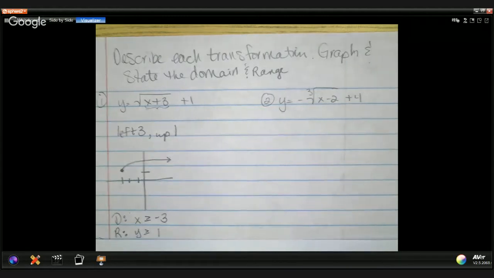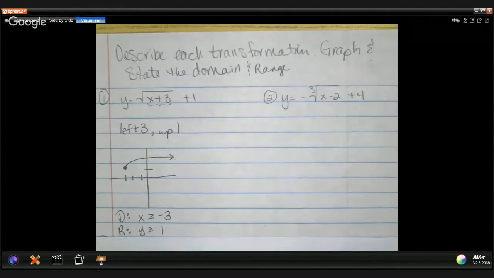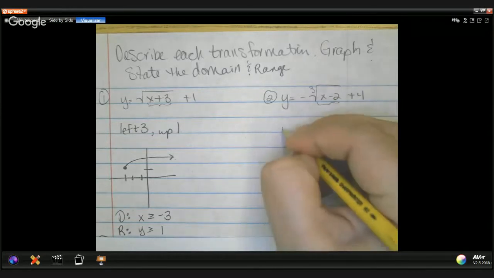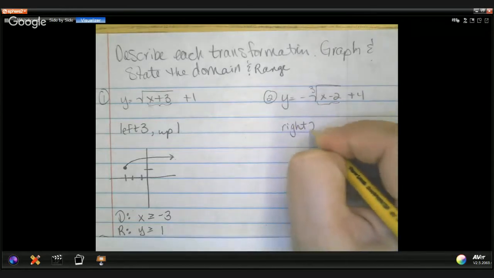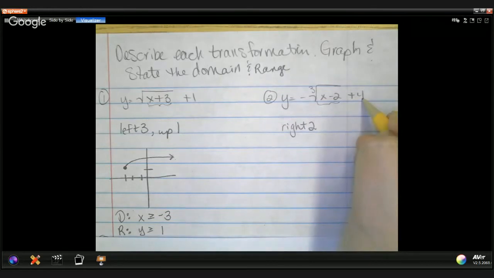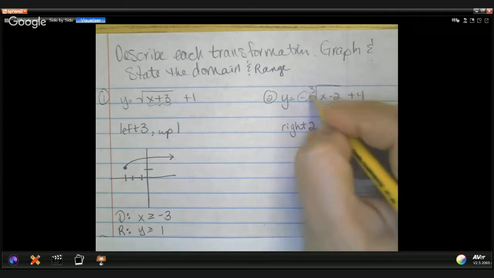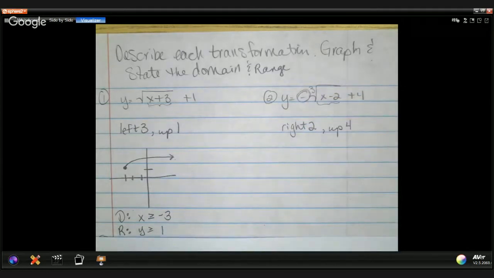Okay. For number 2, you start off by saying what happened with the x. It says minus 2, so I know the x went somewhere. And remember, it's always opposite of that, so it goes to the right 2. This last number is the y value, so it went up 4. But then this negative, you need to say what happened to that. And that flips it down. So it's a vertical flip.